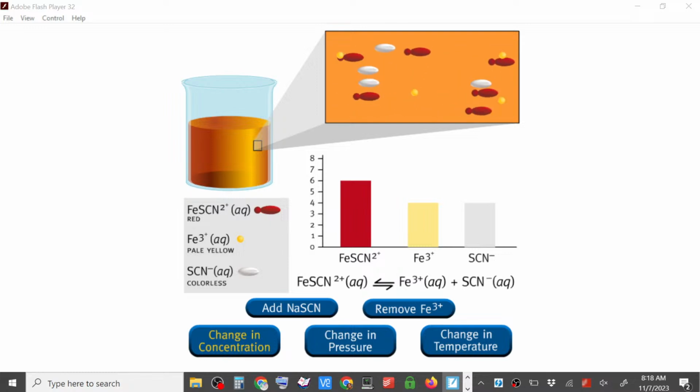Okay. This is the reaction: FeSCN 2+ aqueous goes to Fe 3+ aqueous plus SCN-. It has a pale color, that one's dark red, and the other one is clear. We can see all the pieces dancing around with that. If we added SCN, what would happen? Which way would it shift?